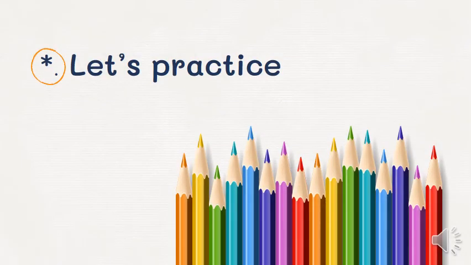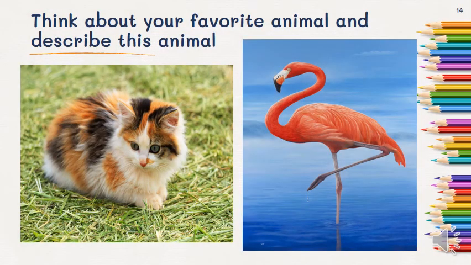So let's practice. Already started writing. They wrote two paragraphs. And here for grade 6B, they chose to write about the flamingo. We're going to start writing this week.